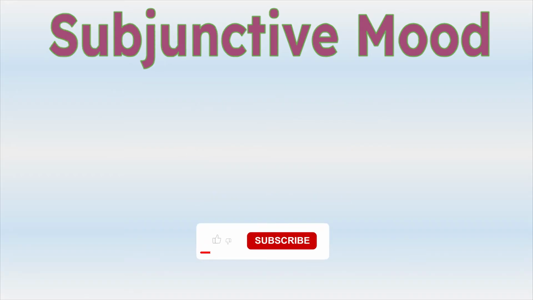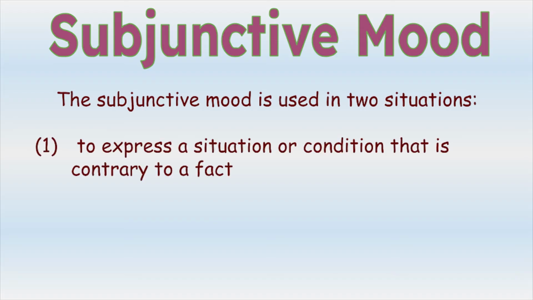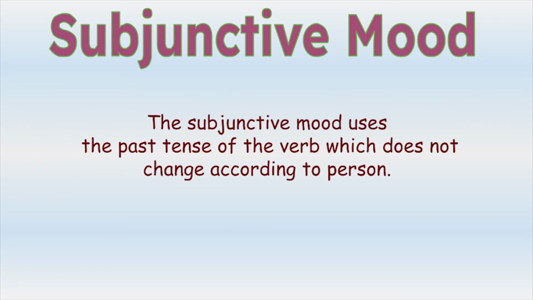Now, let's look at the third mood, the subjunctive mood. This mood is rarely used in English grammar, but for formal writing purposes, you need to know how it is used. The subjunctive mood is used in two situations. One, to express a situation or condition that is contrary to a fact, and two, to express a wish. The subjunctive mood uses the past tense of the verb, which does not change according to person.